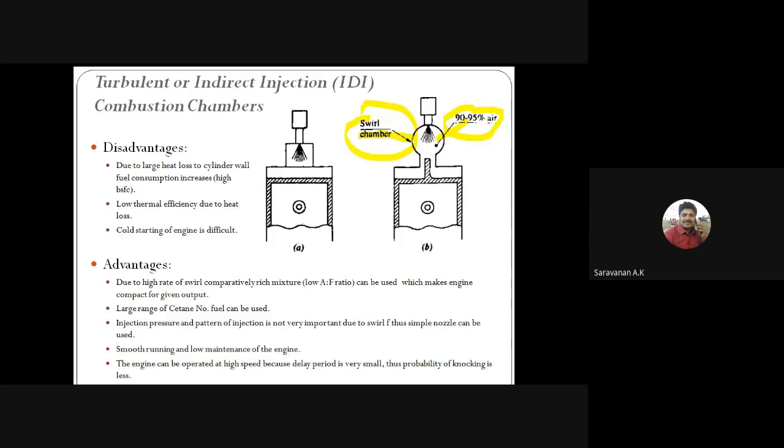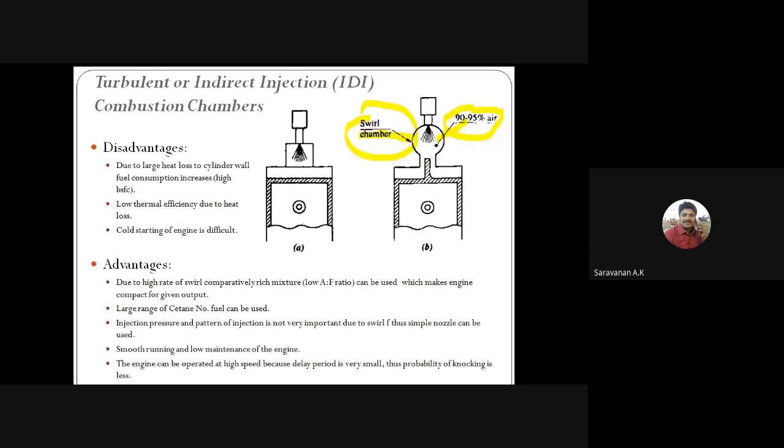So what happens if the combustion takes place in the pre-chamber? It can easily burn low cetane number fuels also. Here also we have some advantages and disadvantages. First we can see the advantages.